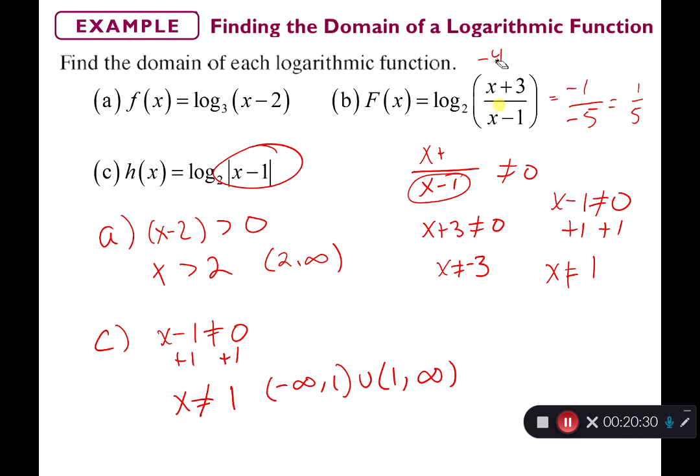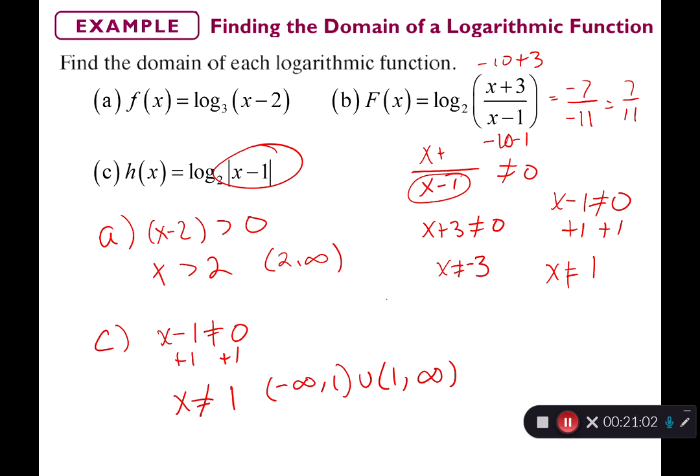So let's take a look at another number. Let's take a look at like negative 10 plus 3 and negative 10 minus 1. So negative 10 plus 3 is negative 7. Negative 10 minus 1 is negative 11, which again would result in a positive number. So it looks to me like these are the only two numbers that would be eliminated.